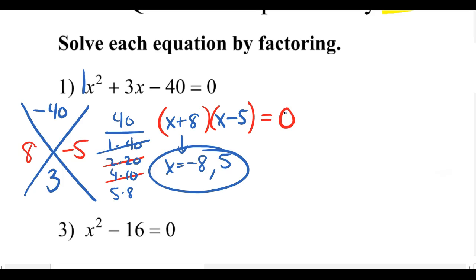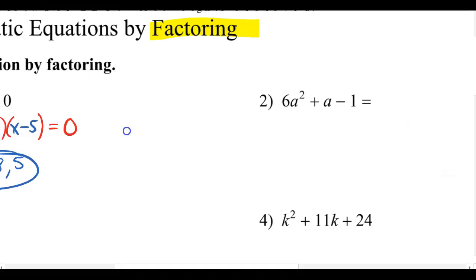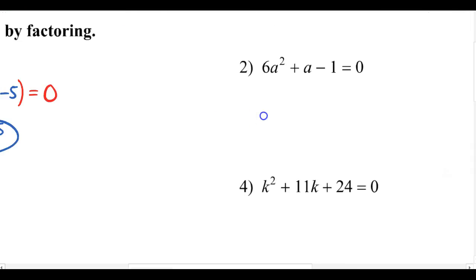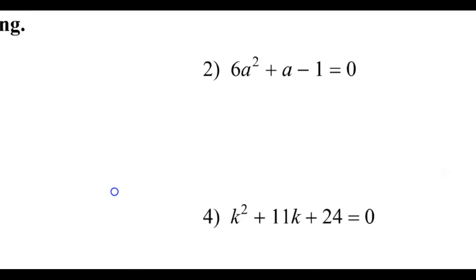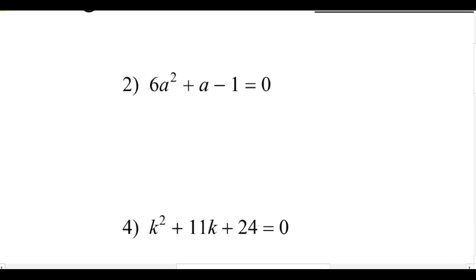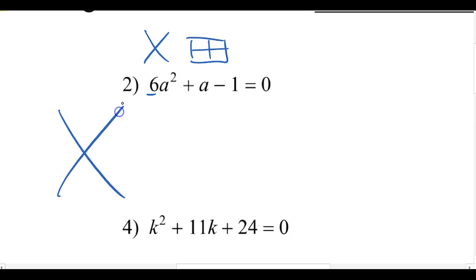Now let's take a look at number 2. The first number is 6, and that's bigger than 1. So not only will I need the x, but I also need the box. Let's make our x. The top is the first number times the last number, which is 6 times negative 1, so negative 6. And the middle number goes on the bottom. There's no middle number here, so it has to be 1.